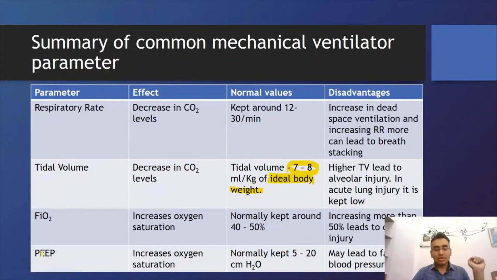And lastly, you have the PEEP. We have discussed a lot about PEEP in this part. It causes an increase in oxygen saturation. We keep it between 5 and 20, where 5 is slightly toward the lower side and 20 toward the higher side. But you cannot increase more than that, because it may lead to a fall in blood pressure. 20 is very high, but in certain conditions, let's say the patient is suffering from CHF, you may keep PEEP around 15 to 20.